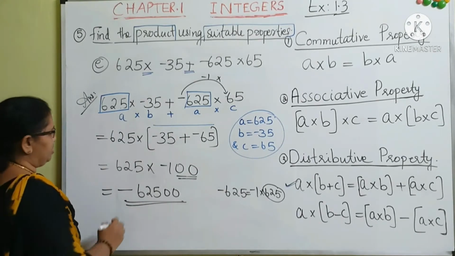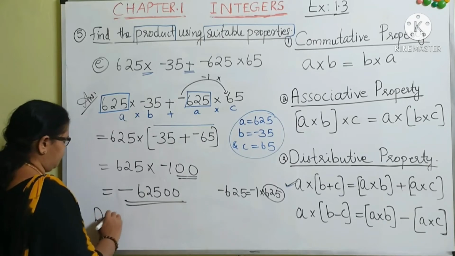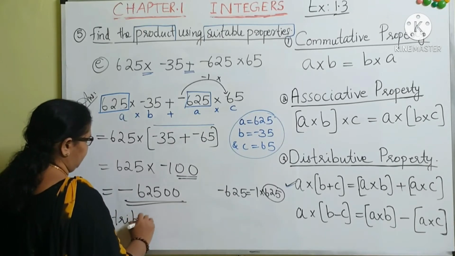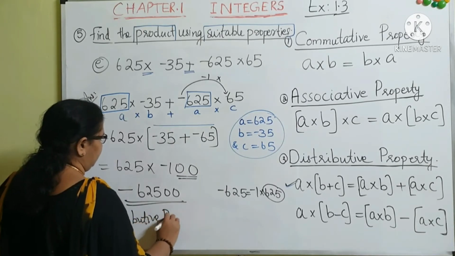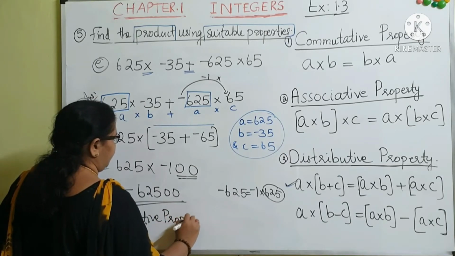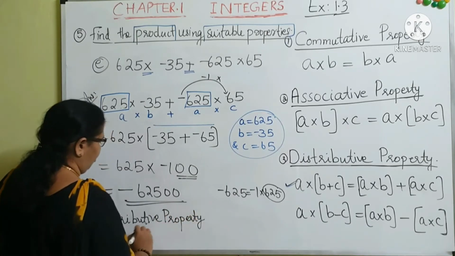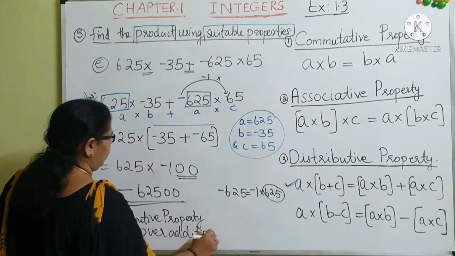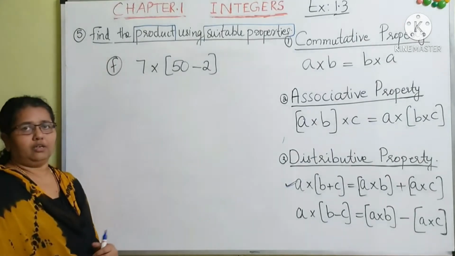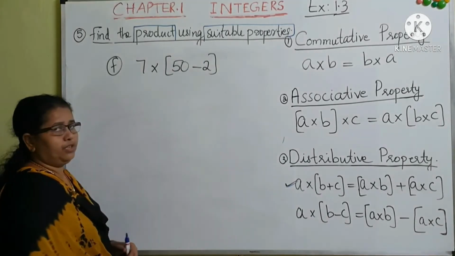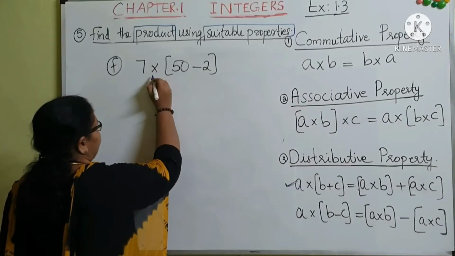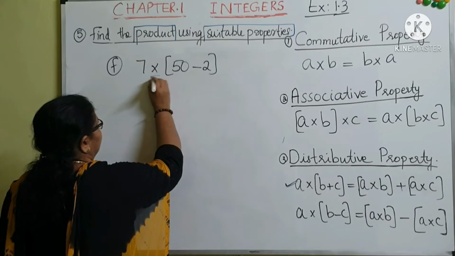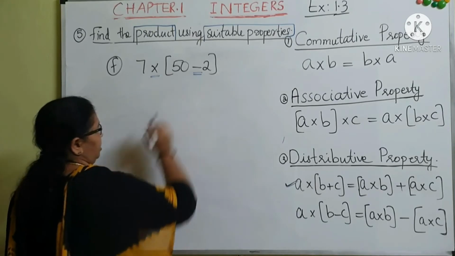Which property did we use there? Distributive property over addition. Don't forget to write the property. Next, F: 7 into (50 minus 2). See, two operations are here, multiplication and subtraction.